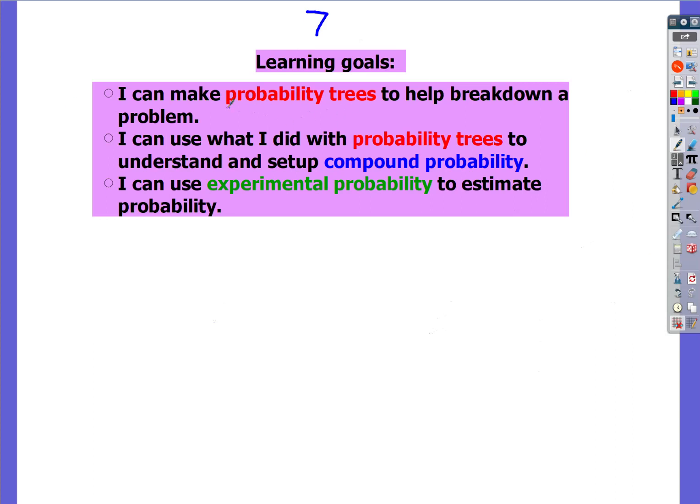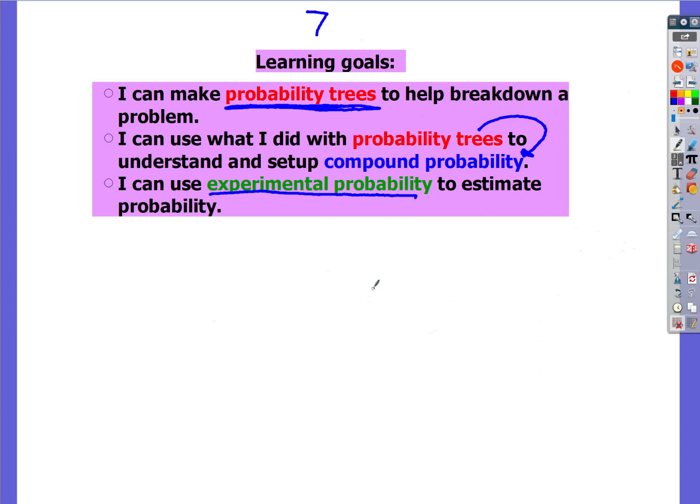We're going to start with some probability trees. You'll see them in the first problem. We're basically looking at a way to break down some more complex probabilities and use that to build the concept of compound probabilities, which will allow you to calculate probability quite a bit quicker using a multiplication property. And then finally, we're going to look at how to do some experimental probability to estimate probabilities of some more complex situations. So that'll round off our year.